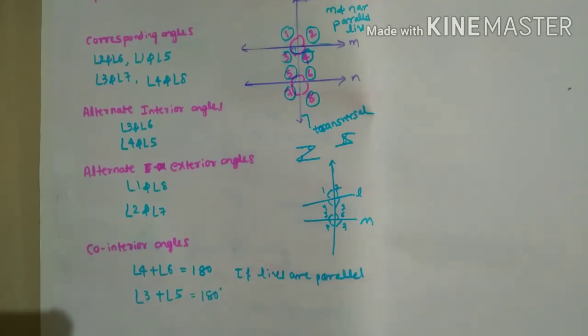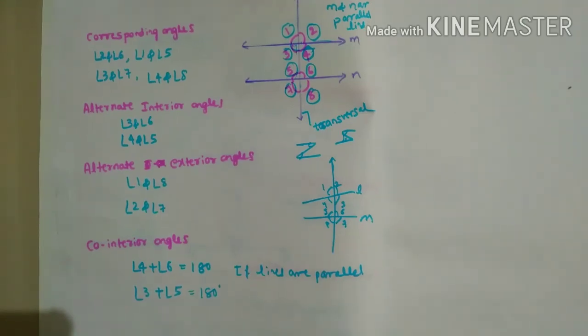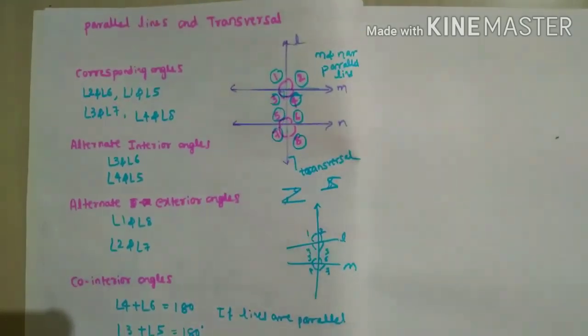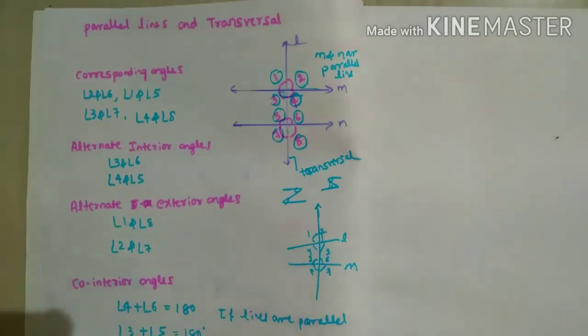So these are corresponding angles, alternate interior angles, alternate exterior angles and co-interior angles. This is a very important concept. You're going to solve sums on this concept, so you should remember all these basic definitions. In the next video, we are going to start the exercise of this chapter.